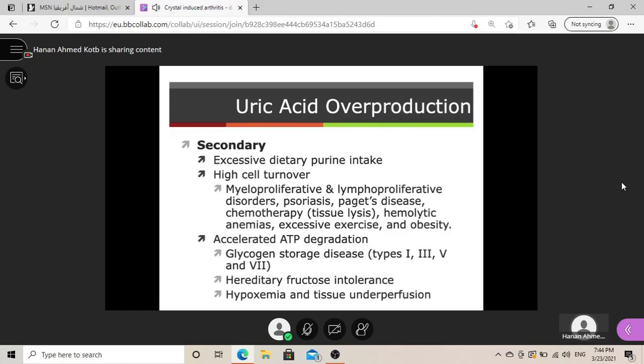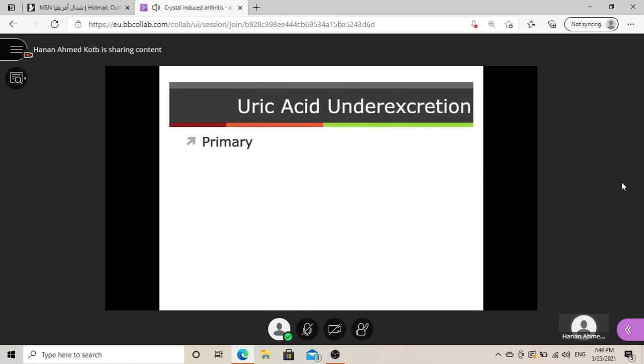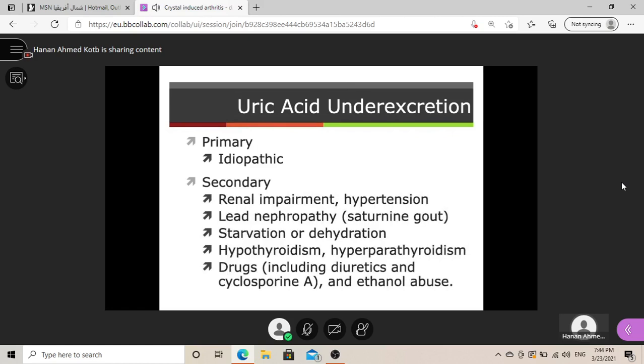Okay? For example, a person that's having acute ischemia or something. Uric acid under-excretion is mainly through the kidney, so its causes will always be related to renal impairment. For the primary cause, first of all, it is idiopathic, unknown. Secondary causes will be anything that affects the kidney function.